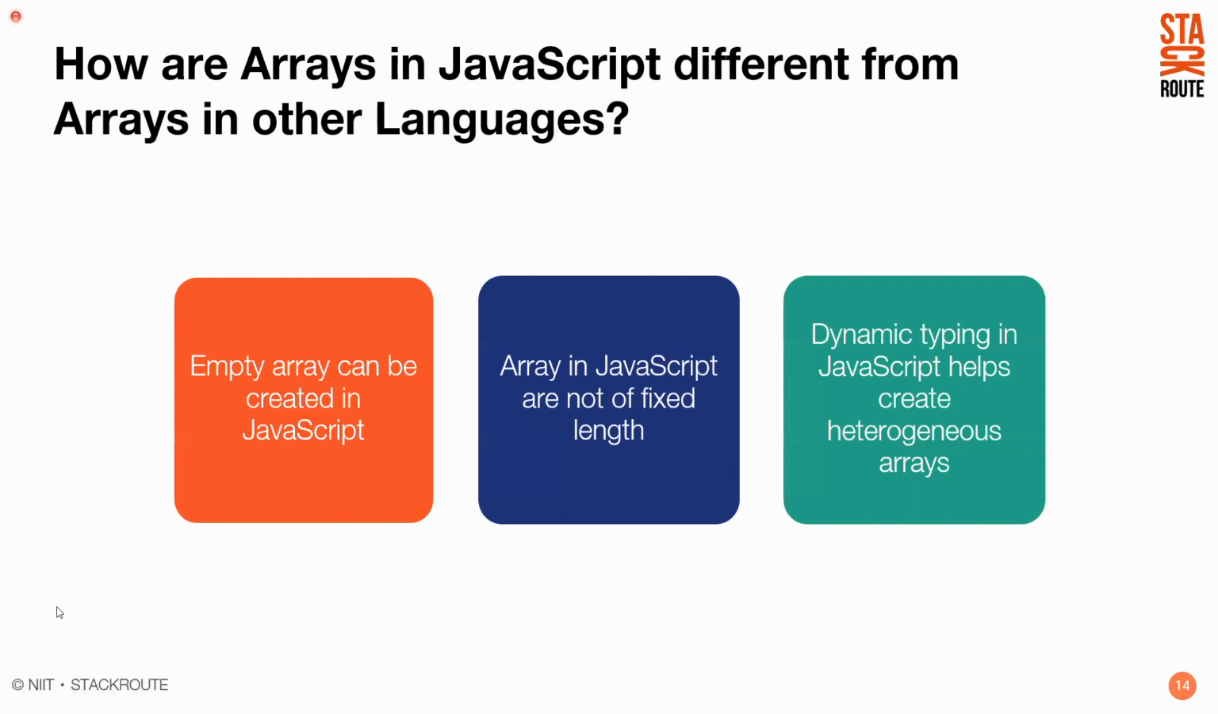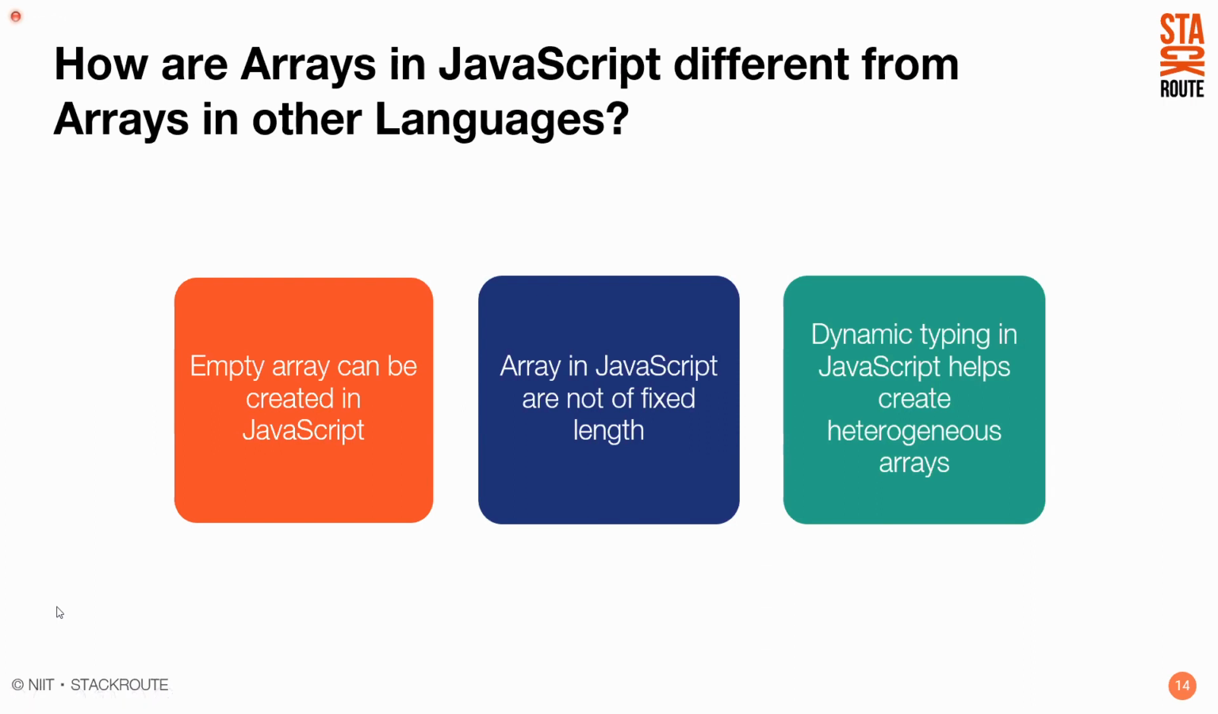Let's discuss. Point number 1, an empty array can be created in JavaScript. Can I create an empty array in Java? No. Have you ever experienced it? No, ma'am. But here we are able to create an empty array. Arrays in JavaScript are not of fixed length. It is a dynamically growable array. And dynamic typing in JavaScript helps to create heterogeneous arrays also. I don't want to specify the type. So I can have mixed types of values in my array. So this is how it differs.